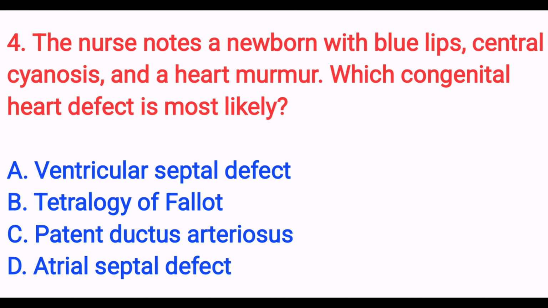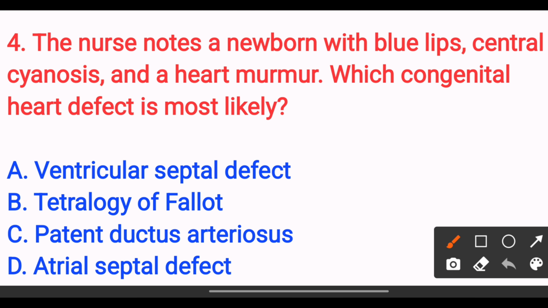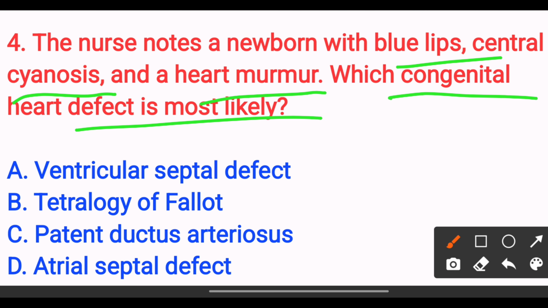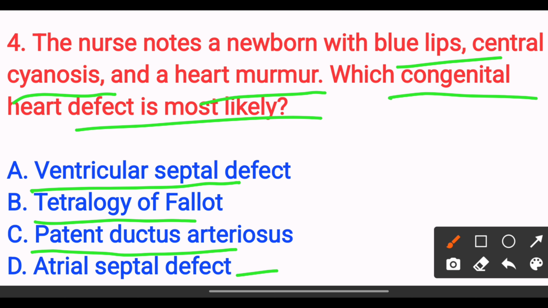The nurse notes a newborn with blue lips, central cyanosis and a heart murmur. Which congenital heart defect is most likely? Option A, ventricular septal defect. Option B, tetralogy of Fallot. Option C, patent ductus arteriosus. Option D, atrial septal defect. The answer is option B, tetralogy of Fallot.